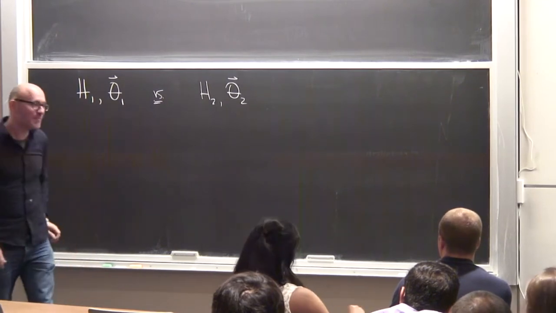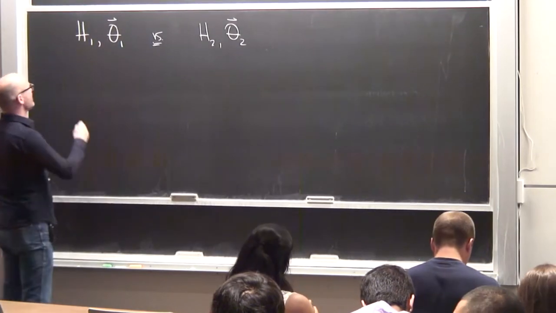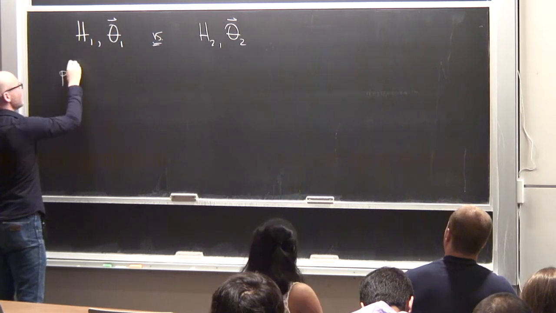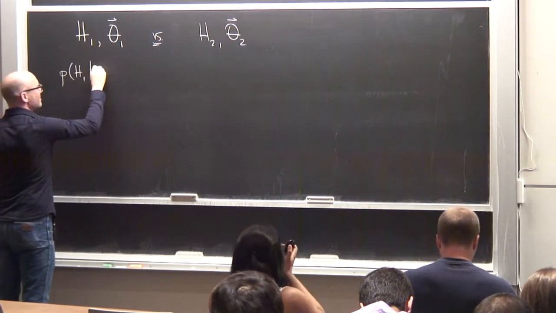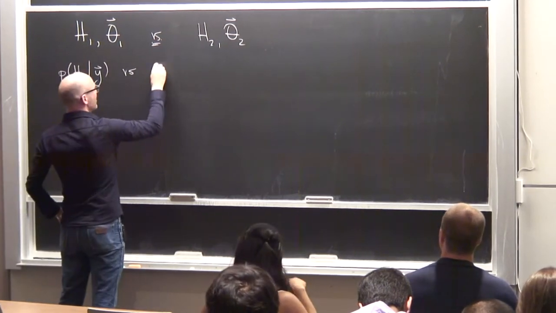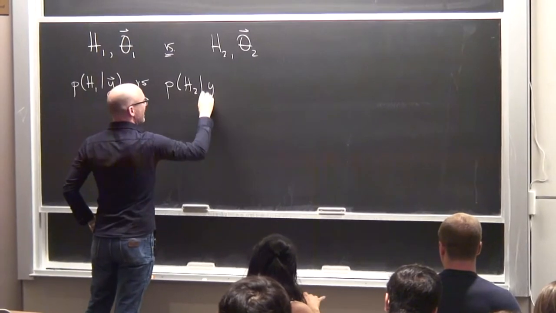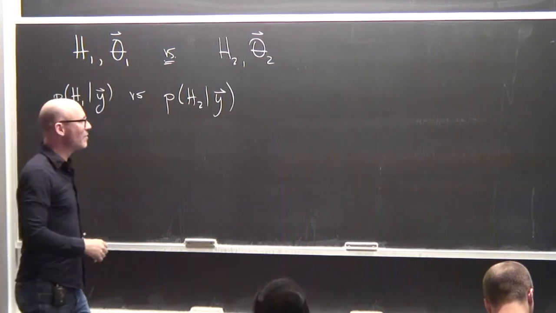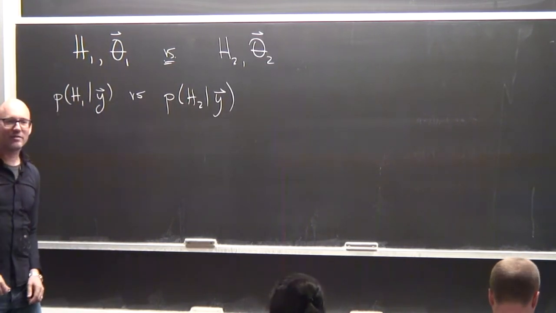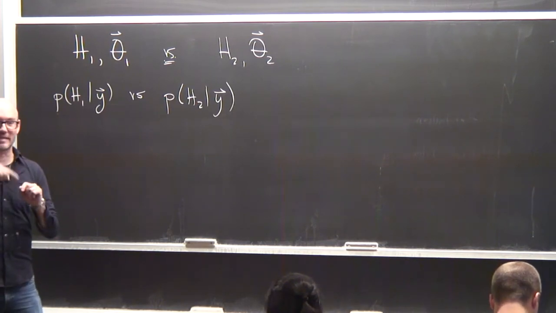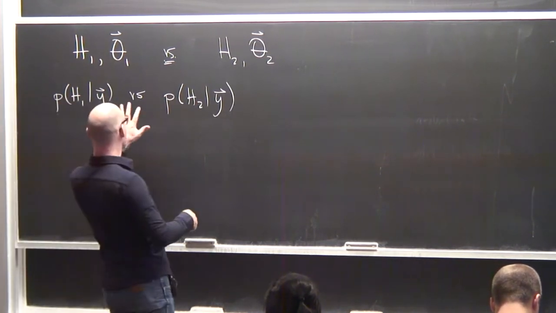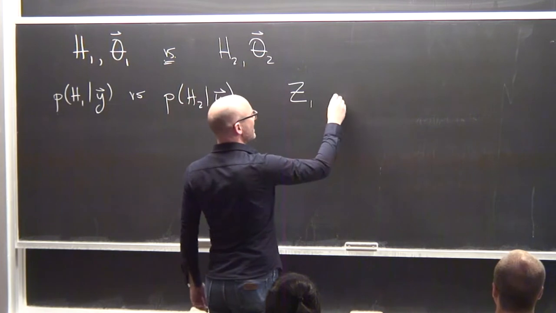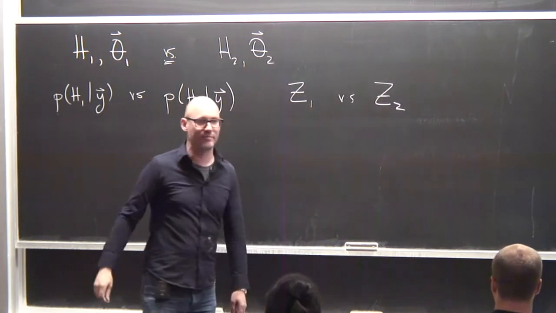Okay, here's what a typical Bayesian will say: I want to compute the probability of H1 given my data, and I want to compare that to the probability of H2 given my data. And if you remember correctly, there was this numerical integral Z that I needed. This question turns out to be mathematically equivalent to asking about the Z in case 1 versus the Z in case 2.